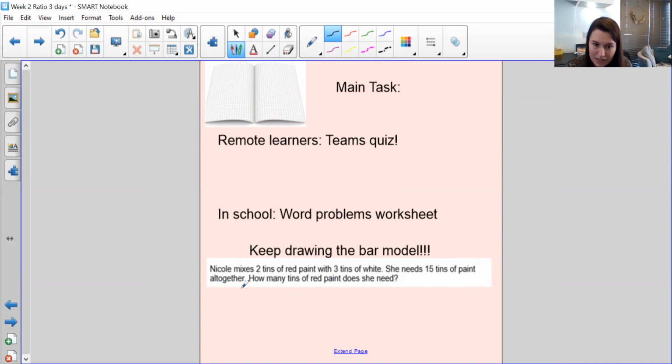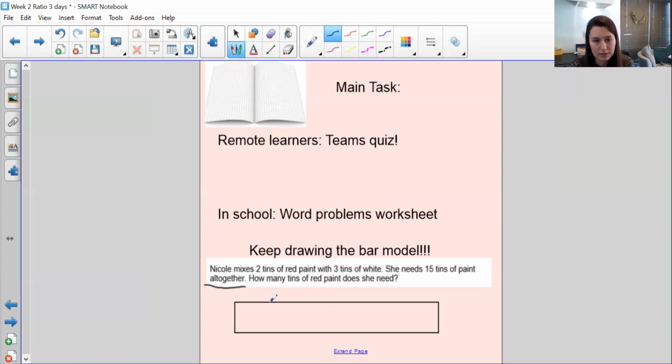So similarly to the one previous, Nicole mixes 2 tins of red paint with 3 tins of white. She needs 15 tins of paint all together. Now when you see that word, you know you need to draw a bar. How many tins of red paint does she need? Anytime you see the words all together, it is definitely bar method. I'm not saying bar method can't be used for the other type of questions, but it is definitely needed for anything where you know the total and you're trying to find the parts. So when you're drawing your bar, you need to add the parts together, and that's how many sections you would draw. So for this one, there would be 5 parts to my bar method. 1, 2, 3, 4, 5, and then you can label them.